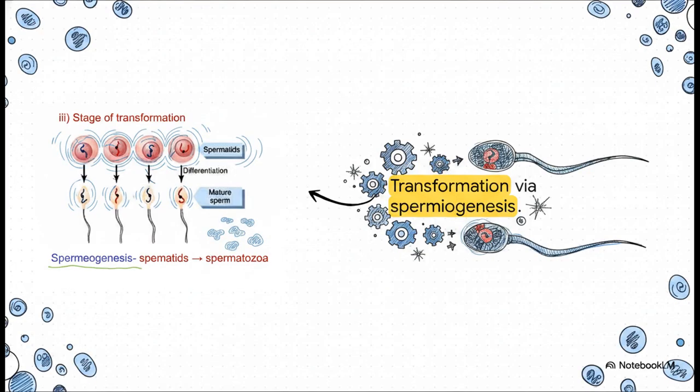Finally, we reach the stage of transformation, which is also known as spermiogenesis. Notice that the spermatids don't divide anymore here. Instead, they just physically reshape themselves. They shed a ton of extra cytoplasm, they pack all their genetic materials super tightly into a head, and they grow a long tail.